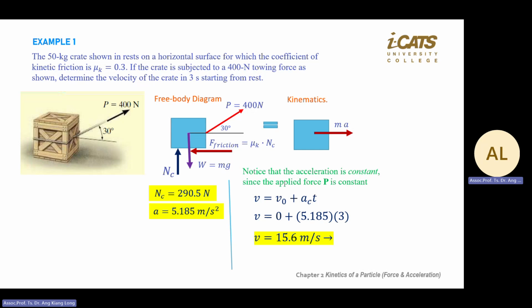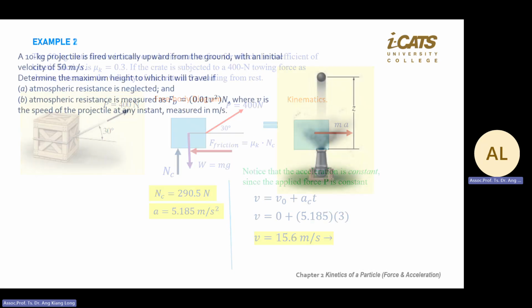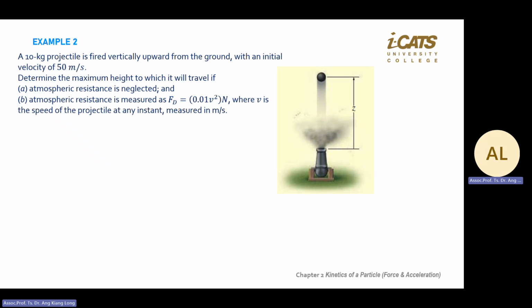Okay, next question, you just observe the steps. See if you're able to solve. You're given a scenario. A bullet was shot up, given a mass 10 kilograms. So this is chapter 2 and onwards question. With initial velocity, VO is given or U is given. Determine the maximum height to which it will travel. Two scenarios. First scenario is air resistance is ignored, means there's no drag. B is you're given a drag equation where V is the speed of the projectile at any instant, measured in meter per second.